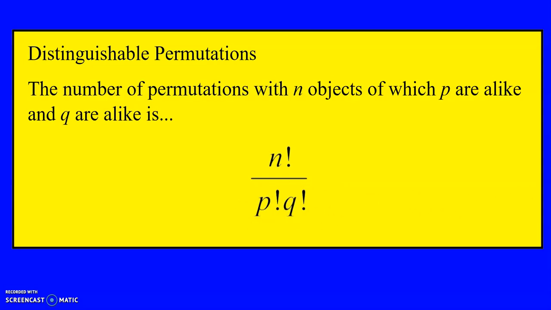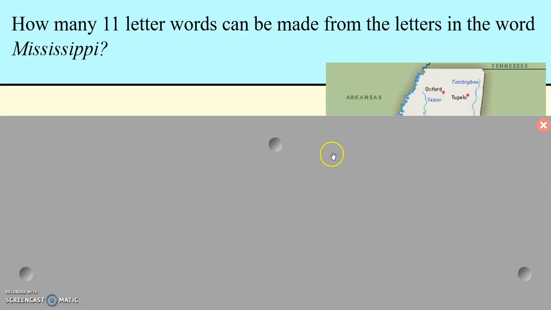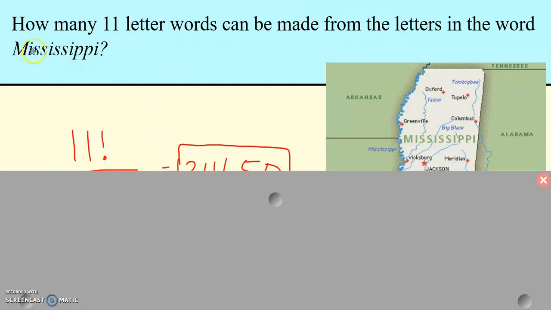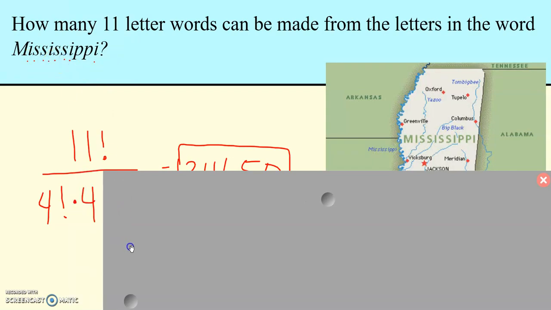For example, how many 11-letter, again, quote-unquote, words could be made from the letters in the word Mississippi? So Mississippi has 11 letters, so I start with 11 factorial. But then you can see there's a lot of things being repeated. You can see the letter I appears 1, 2, 3, 4 times, so because the letter I appears 4 times, I put a 4 factorial on the bottom. Then the letter S appears 1, 2, 3, 4 times, so because of the letter S, I get another times 4 factorial on the bottom. The letter P is repeated twice, so I also do a times 2 factorial on the bottom.